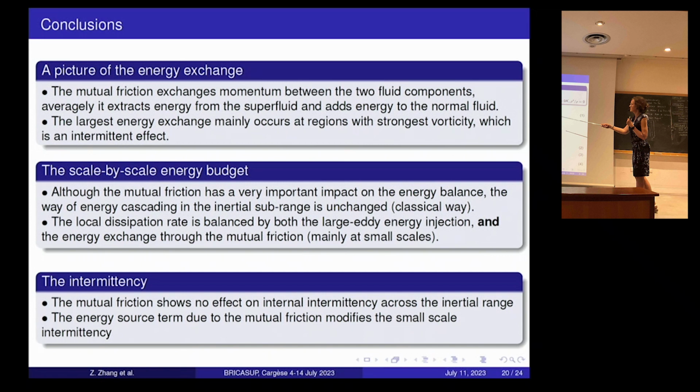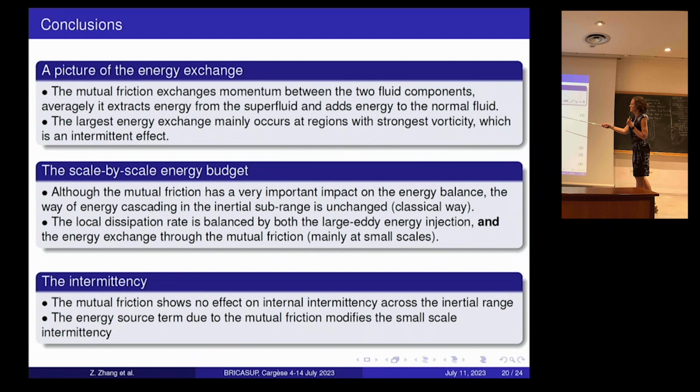We have provided a picture of the energy exchange. So the mutual friction exchanges momentum between the two fluid components. It will take energy from the superfluid and will give work to the normal fluid. It will diminish the cascade of the superfluid. It will enhance the cascade of the normal fluid. We show that it occurs in the regions with the strongest vorticity, which can be shown also through the correlation, etc.